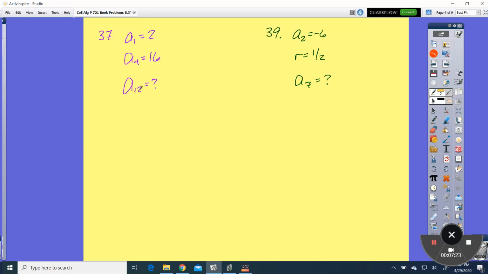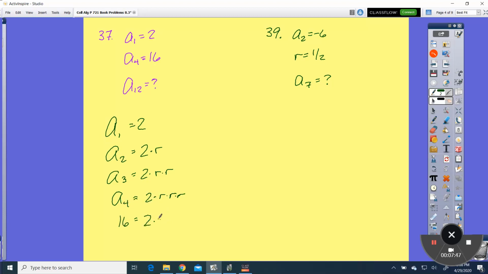37, find the 12th term given this. This one's a little bit more tricky, but we can figure it out. A1 equals 2. A2 equals 2 times r. A3 equals 2 times r times r. A4 equals 2 times r times r times r. Well, A4 is 16. 2 times r cubed, because there's 3 of them.